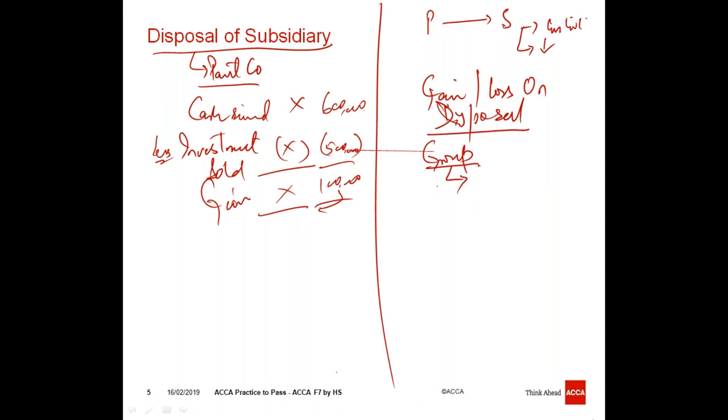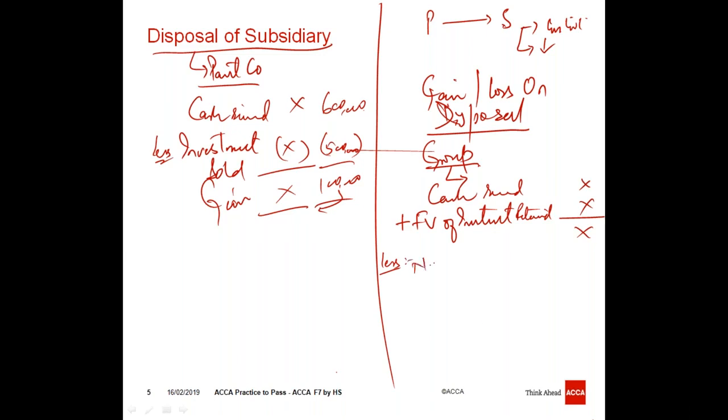Now, from the group's perspective, you have to first write the fair value of the cash received, and sometimes the parent company has sold some of its shares and retained some of the shares. So then the fair value of the investment retained. If the investment is still held after disposal in the subsidiary, then it should be measured at its fair value. So cash received plus fair value of the investment retained, less this portion will be deducted.